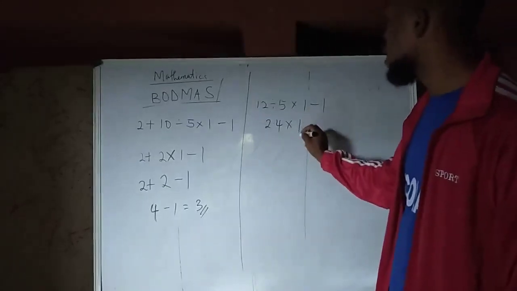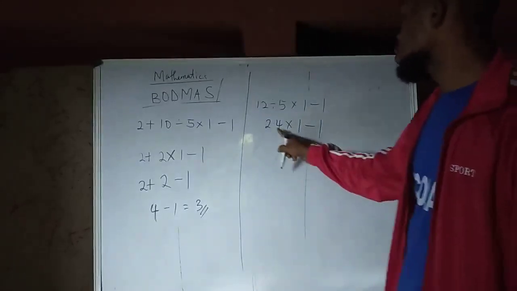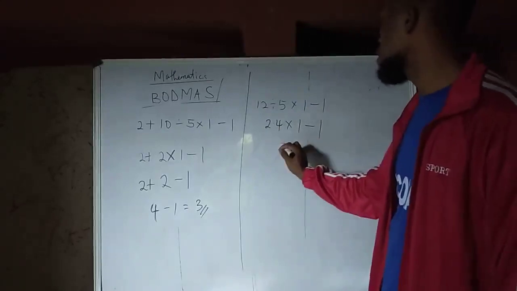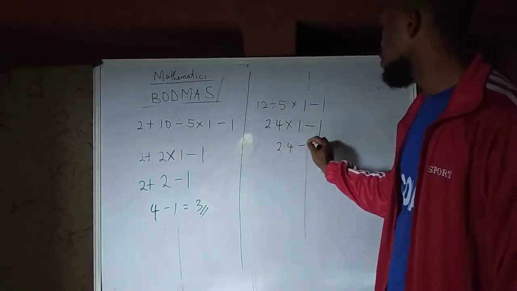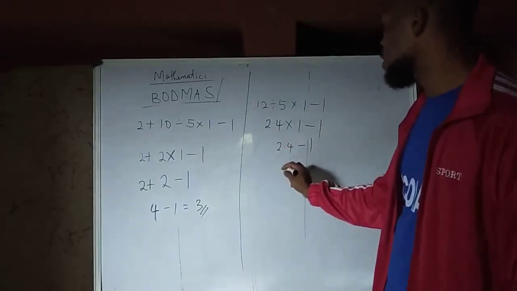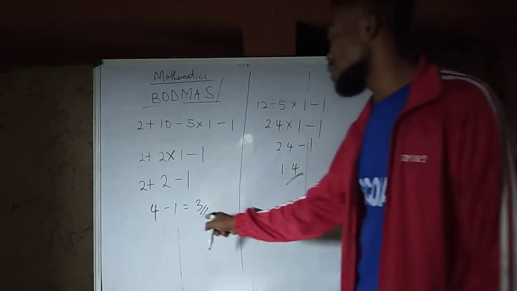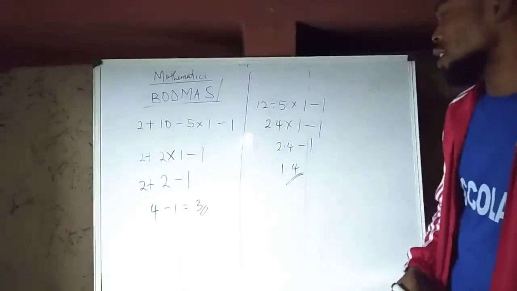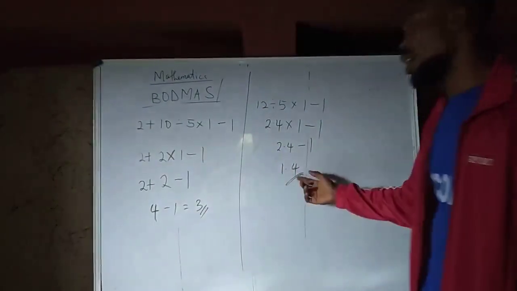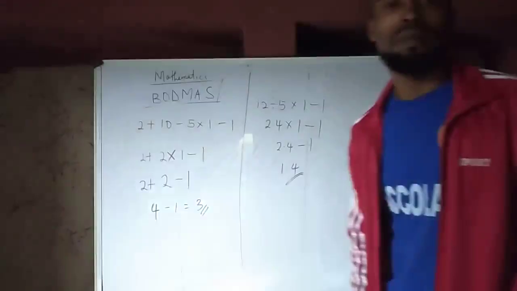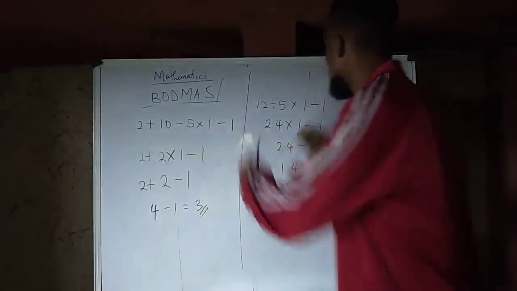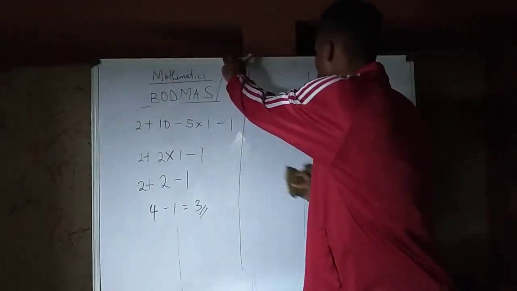Then times 1 minus 1. So 2.4 times 1 will now give me 2.4 minus 1. 2.4 minus 1 will now give me 1.4. So you see, this is the answer I'm getting here. Meanwhile, this is my correct answer. So you see, I have 3 against 1. So this is the correct answer. Okay, so that's what works with BODMAS.